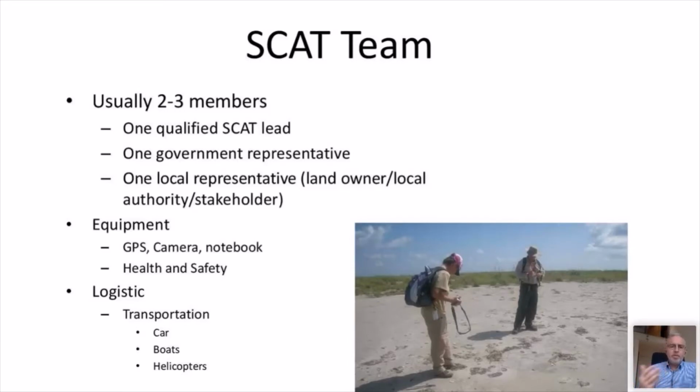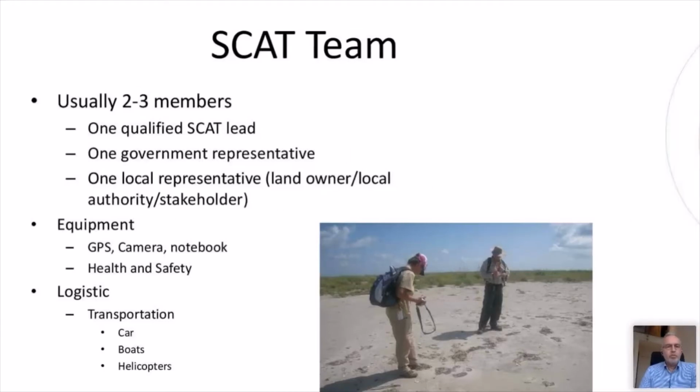Of course, these people need some basic equipment. The information needs to be geo-referenced, and we take a lot of photos and describe the environment. Health and safety is paramount. Safety of responders is always a key element, so you need to think about that and take care of that. There's also logistics that come with deploying SCAT teams in the field, making sure you can transport them and they have everything they need while they're in the field. Depending on access, it could be done by road, by boat, or by helicopter, dropping people on the shoreline, depending on the situation.